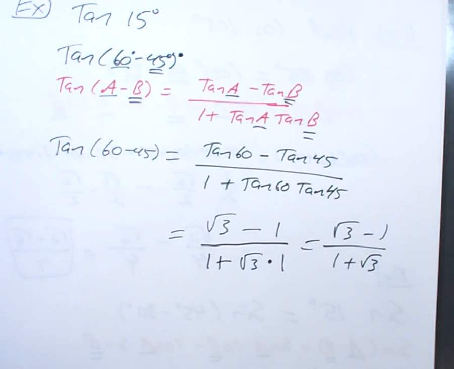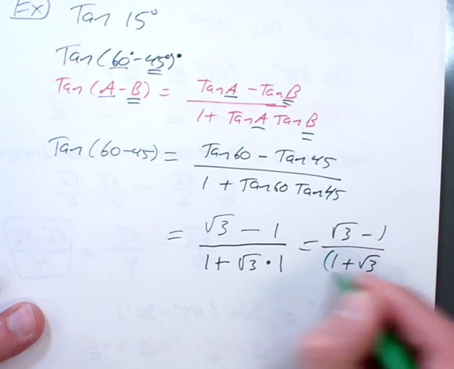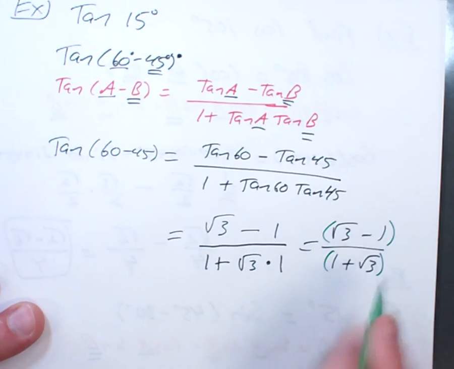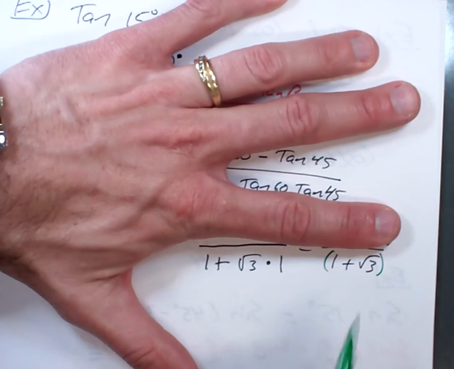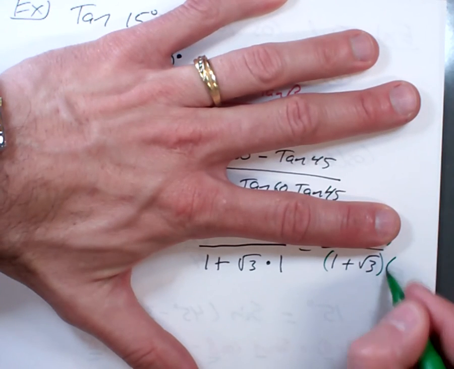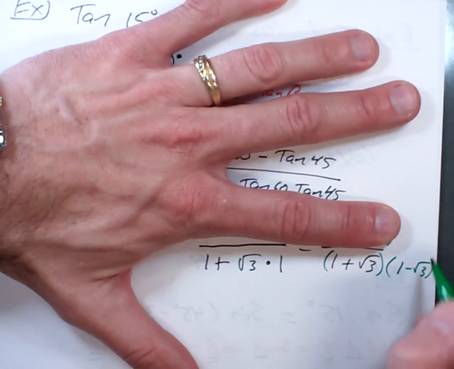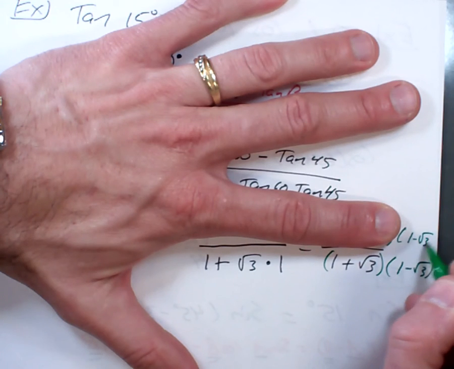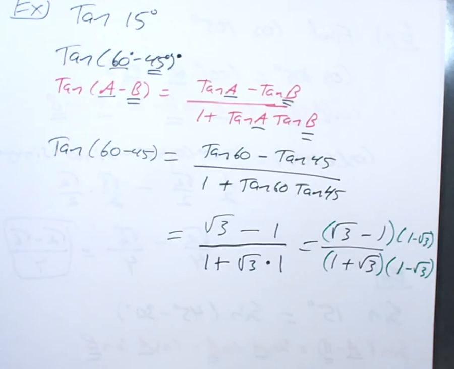Is that a term you've remembered? A conjugate. So you look at the bottom here. The conjugate of 1 plus square root of 3 is 1 minus square root of 3. And if I multiply the bottom by that, I have to multiply the top by that. So whatever the same, it's the same as the bottom, only you flip it from plus to minus.